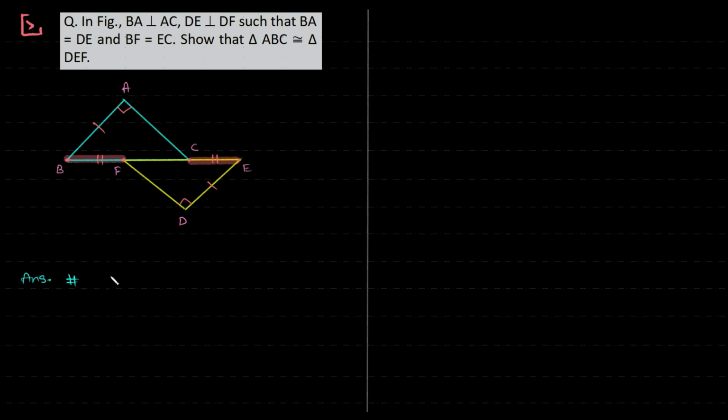So I will start off with 'to prove', and in the working I will write all the things that are required to prove, or let me write my traditional way. We have been given, first, BA is perpendicular to AC. This implies angle BAC is equal to 90 degrees. We'll call this equation A. Then we have DE perpendicular to DF. This implies angle FDE is equal to 90 degrees.